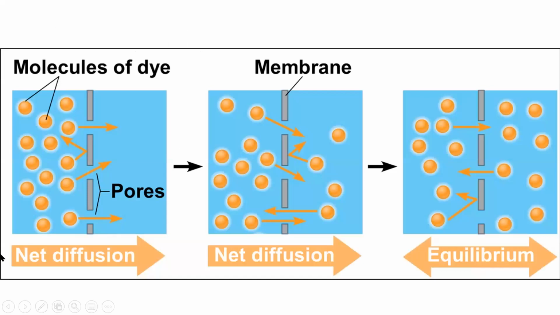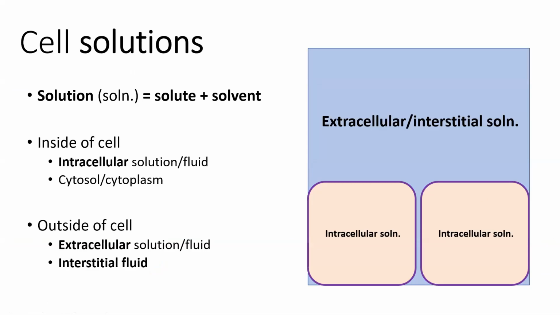Again, you can see molecules of dye going through pores, then diffusion across, and then equilibrium. You have equal amounts on each side of the membrane. Area of high concentration to low concentration until equilibrium is reached. So you have equal amounts in the extracellular fluid and equal amounts in the intracellular fluid. Equilibrium.